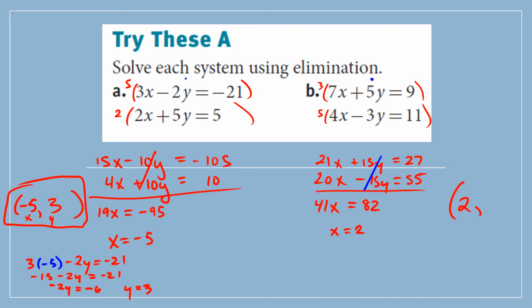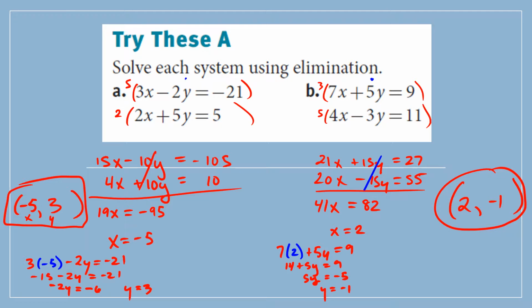So I know x is 2. Now I'm going to plug it back in and find out what y would be. So I'm using the first equation. You could use either one. 7 times 2 plus 5y equals 9. So 14 plus 5y equals 9. So 5y equals negative 5. So y equals negative 1. So 2, negative 1 is the point that would make both of these equations true.